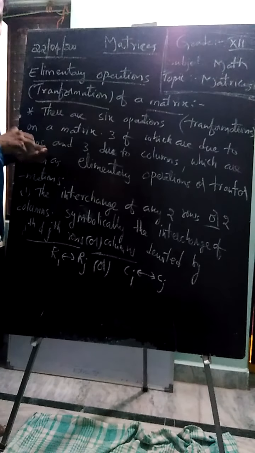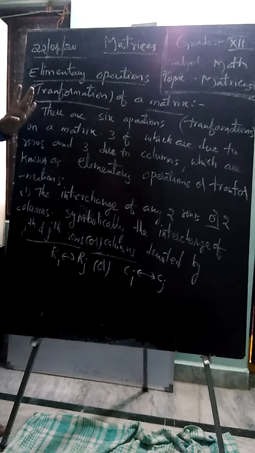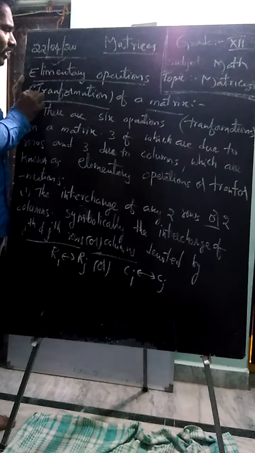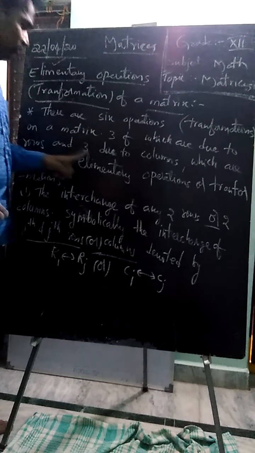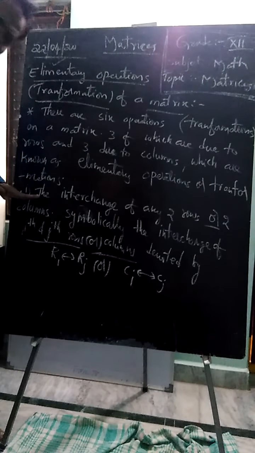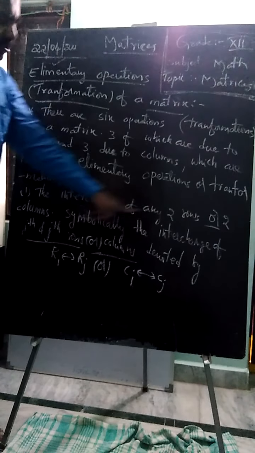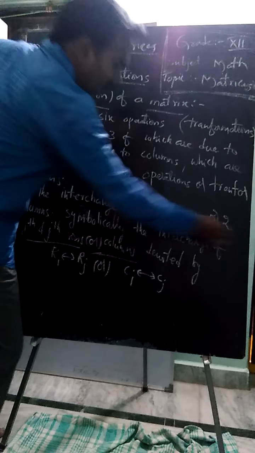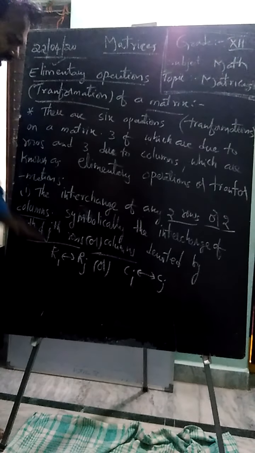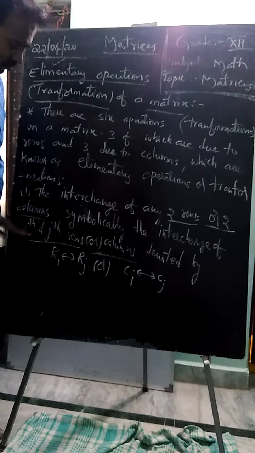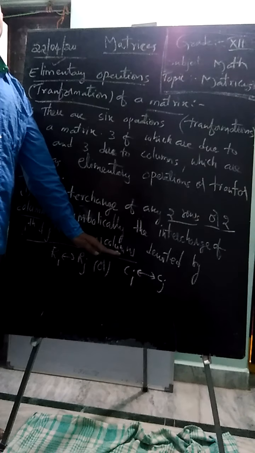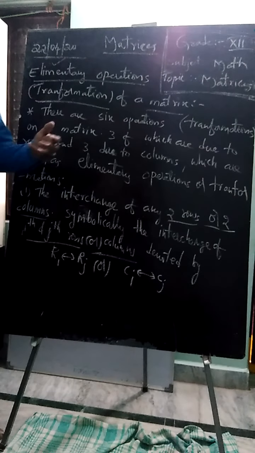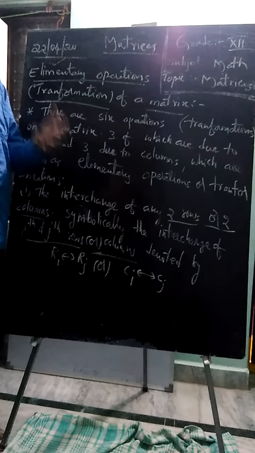Let us discuss with an example. How many operations are there in total? The total elementary operations on matrices are 6, 3 due to rows and 3 due to columns. The first one is the interchange of any 2 rows or 2 columns. Symbolically, we can change the ith row to the jth row and the jth row to the ith row, or the ith column to the jth column and back, because i and j are variables.